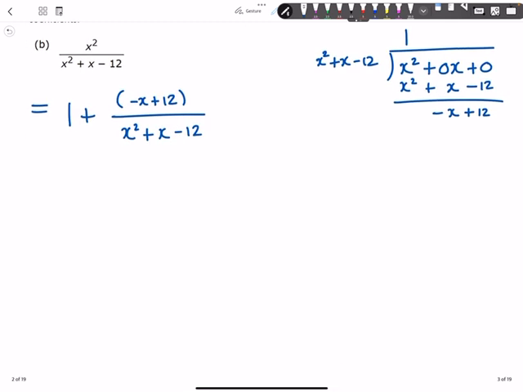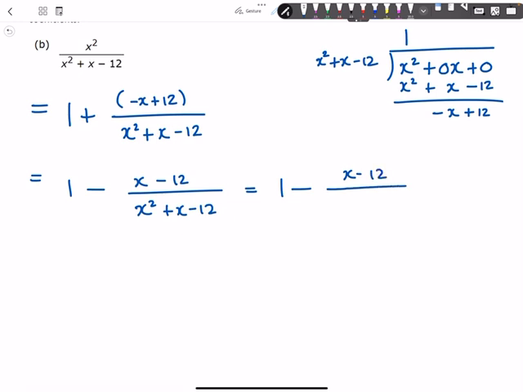All right, so we can see that the denominator factors for this last term, and to make life a little bit easier, let's write this as 1 minus x minus 12 over x squared plus x minus 12. All I did was factor a negative from the numerator. And now we see that this can be written as 1 minus x minus 12 over x squared plus x minus 12, which factors into x plus 4 times x minus 3.